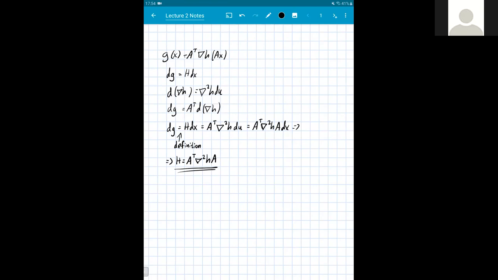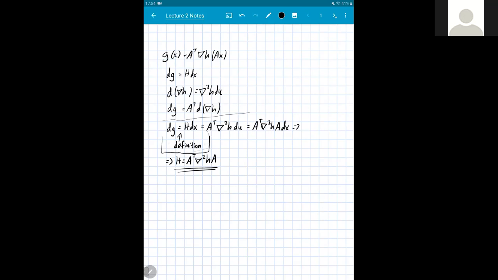Yes. So basically we were up to here with what we got, and all we did was plug into the definition here. So dg equals h dx, where the definition is right here.